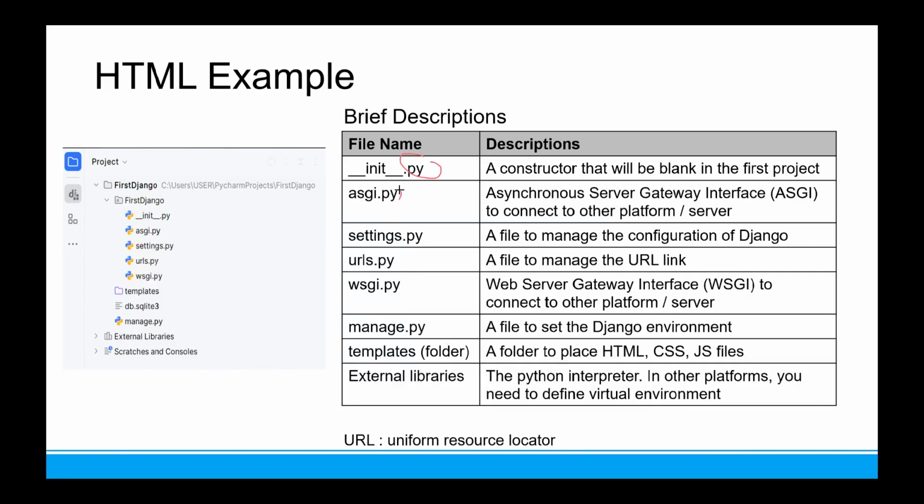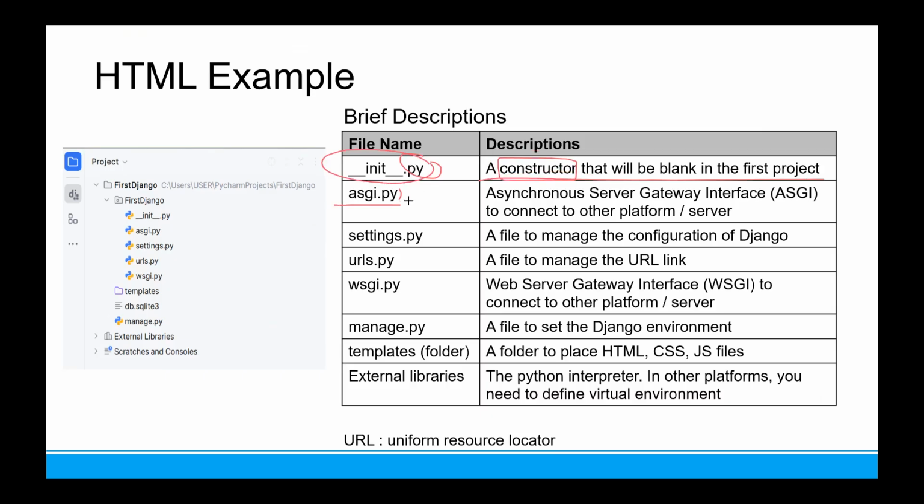Let's look at some details. __init__.py is a constructor that will be blank in the first project. Whenever you create a new project, there will be a new __init__.py file. This will be blank, it is just for the constructor.